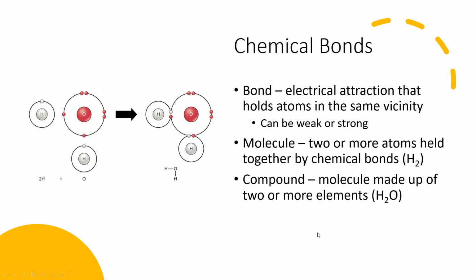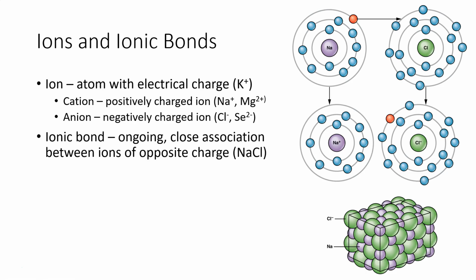We'll talk about 3 types of bonds. We'll talk about ionic bonds, covalent bonds, and hydrogen bonds. So an ion is an atom where there's an electrical charge, such as potassium. There's 2 types of ions.